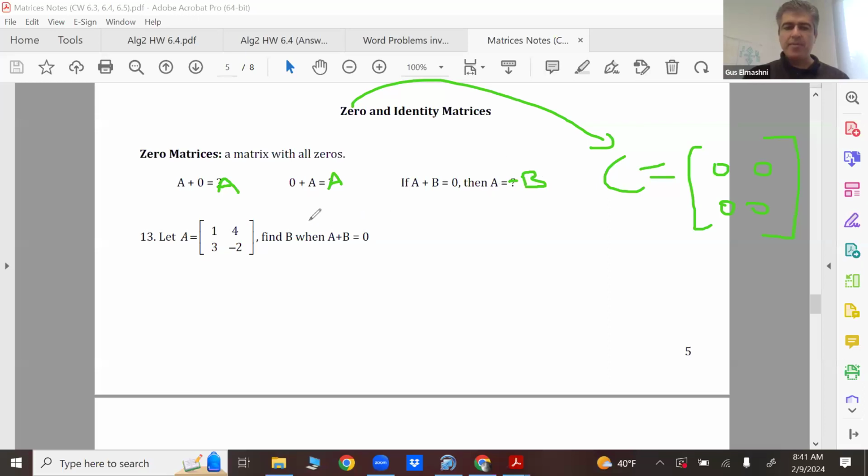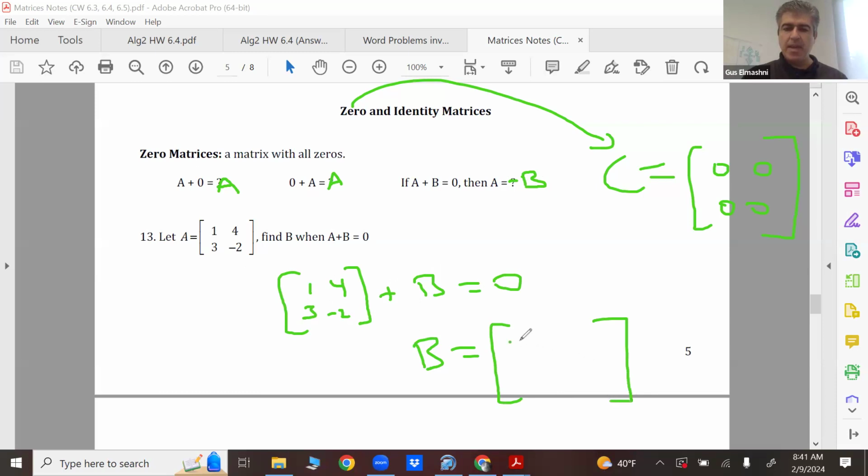So, for example, if matrix A is 1, 4, 3, negative 2, plus matrix B equals 0. What do you think matrix B is going to equal, guys? Yeah, negative 1, negative 4, negative 3, and 2. That's all. Because they cancel out.